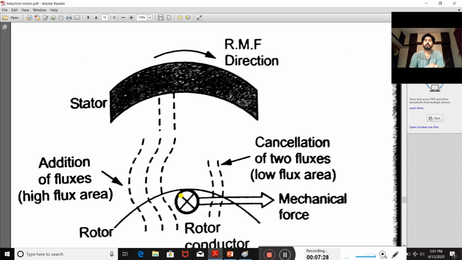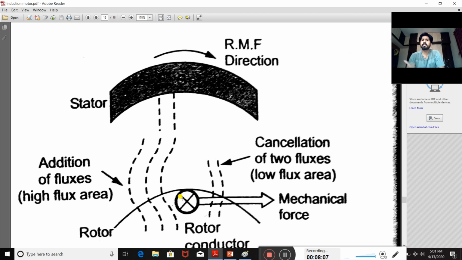Hence, to reduce that relative motion, the rotor starts rotating in the same direction as the RMF and tries to reduce the relative speed. But it will never catch the RMF speed. If it catches the RMF speed, then what happens? The relative motion becomes zero. It will vanish. When the relative motion becomes zero, there will not be any EMF. When there is no EMF, there is no current. When there is no current, there is no torque. Then the rotor comes to a halt.